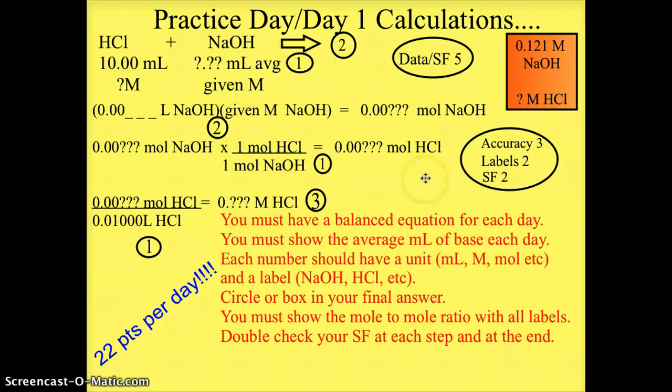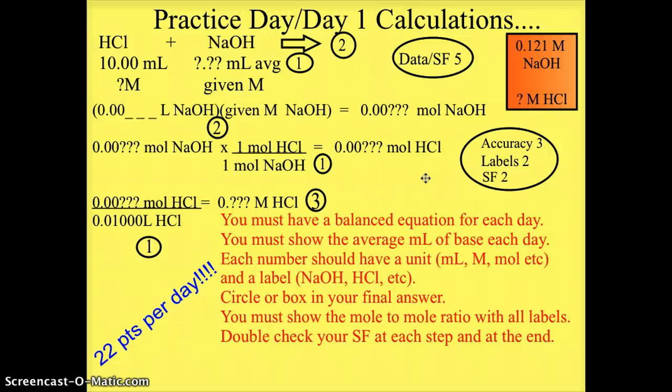So you get 3 points for accuracy, 2 points for having all your labels, and 2 points for sig figs throughout the problem. You have to have a balanced equation for each day. You must show the average volume of base that you used each day. Each number should have a unit, milliliters, molarity, moles, and a label, so what the substance is, NaOH or HCl.